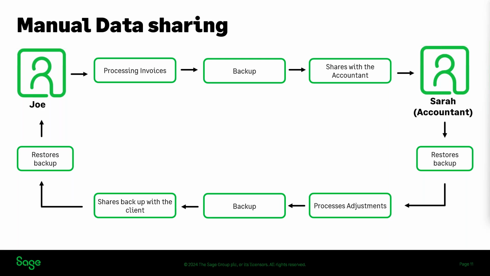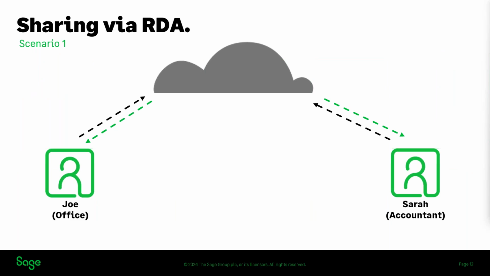Let's take a look at some common scenarios that you may come across, and you might find that you fit into one of these categories as well. Here is the same scenario as the manual data sharing we've just seen. Joe is in the office and his accountant is external in her own office, and they're both using remote data access. So Joe can continue processing those invoices whilst his accountant is adding those adjustments.